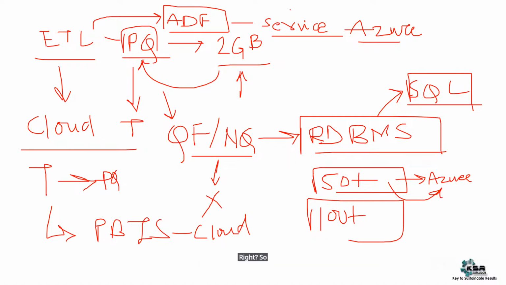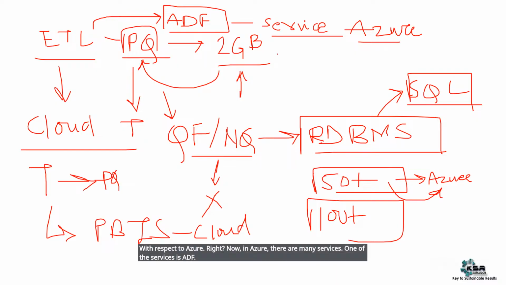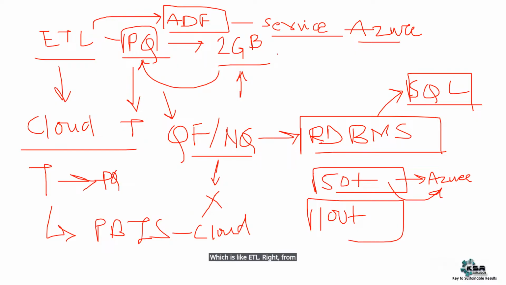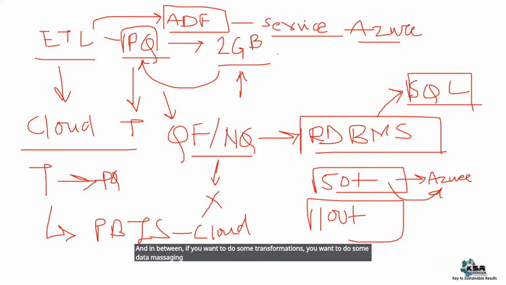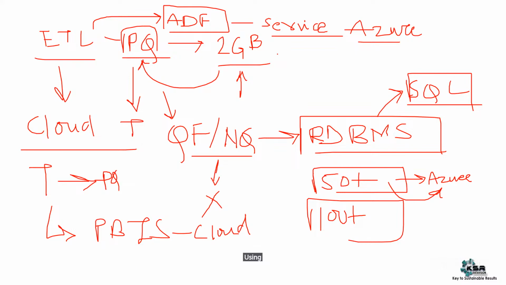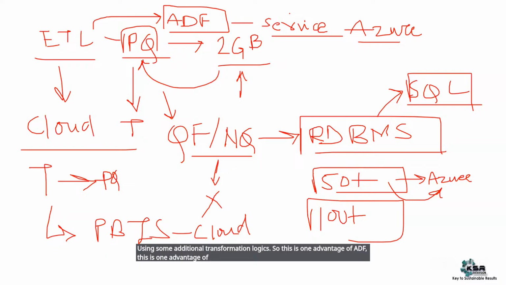So that is the reason we will be using cloud with respect to Azure, right? Now in Azure, there are many services. One of the services is ADF, which is like ETL, right? To move data from one location to a different location, we can use ADF. And in between, if you want to do some transformations, some data massaging, it has to be done inside ADF using some additional transformation logic. So this is one advantage of ADF. This is one advantage of learning Azure, which is still part and parcel of their Microsoft infrastructure.